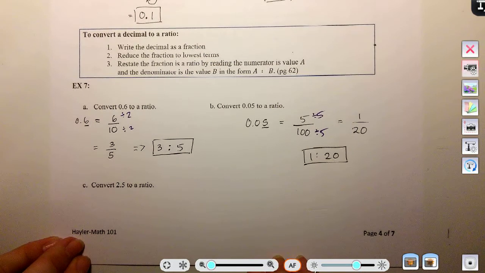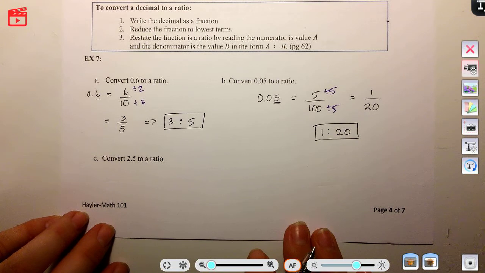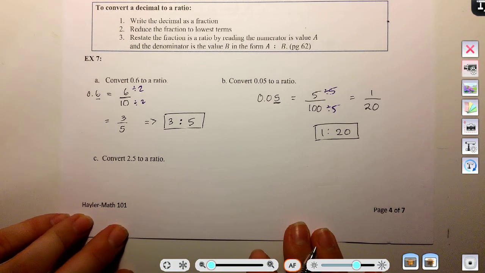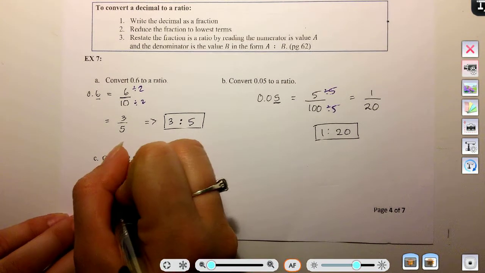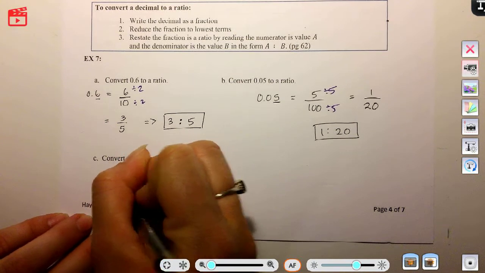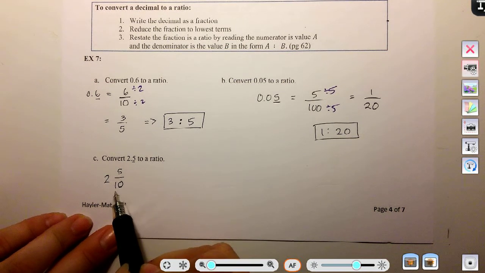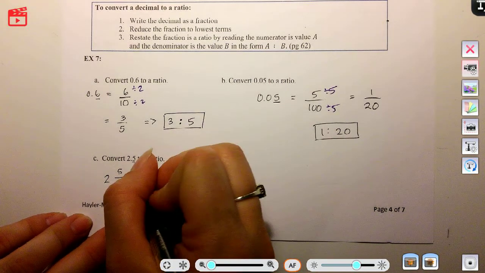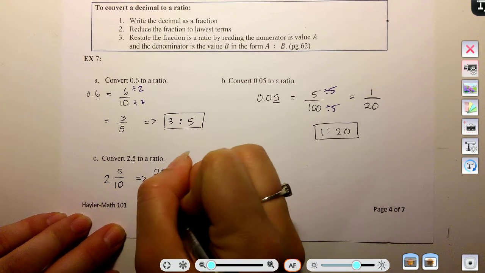Okay, go ahead and try the last one by yourself. All right, what would this be as a ratio? So this is 2 and 5/10, because that 5 is in the tenths place. But let's see. I don't know how to convert this fraction into a ratio. So I'm going to go ahead and make this into an improper fraction. So it's 2 times 10, which is 20 plus 5, 25 over 10.